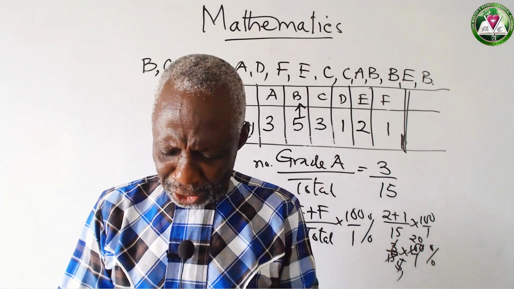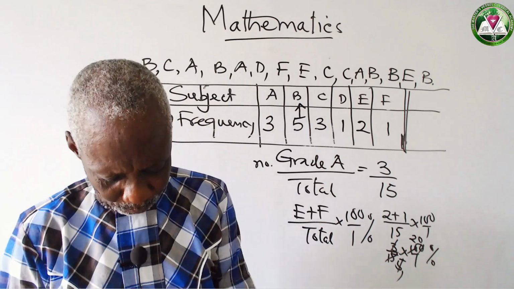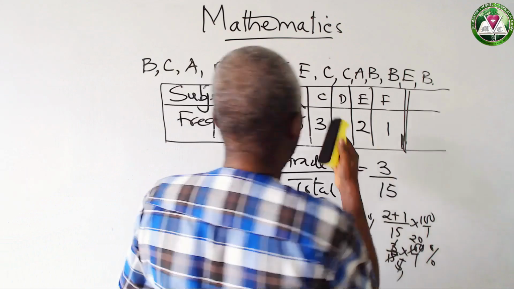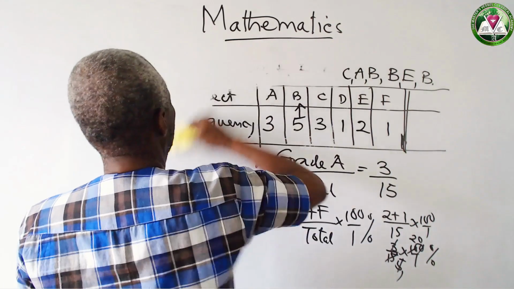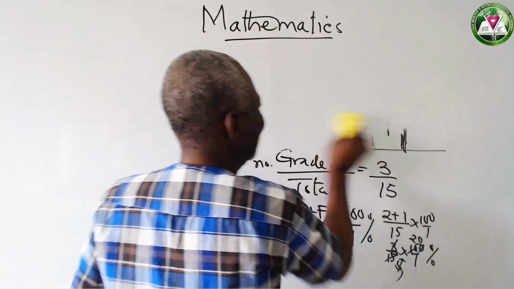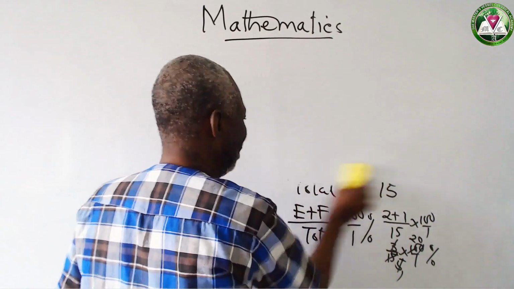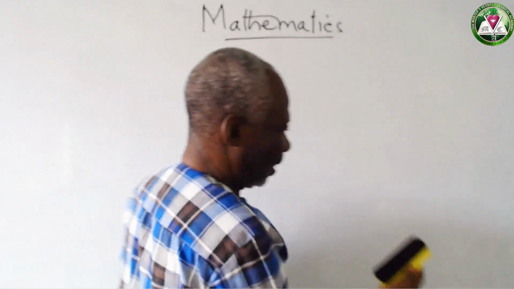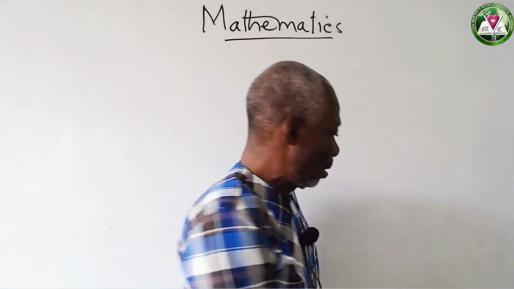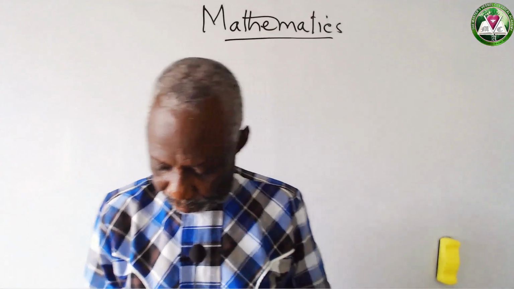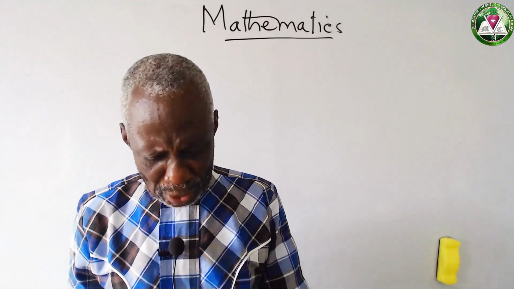Now let's take another one. We have gone to the field. We've collected the information. It is raw. We can manipulate it very easily. Okay, we have this one now.